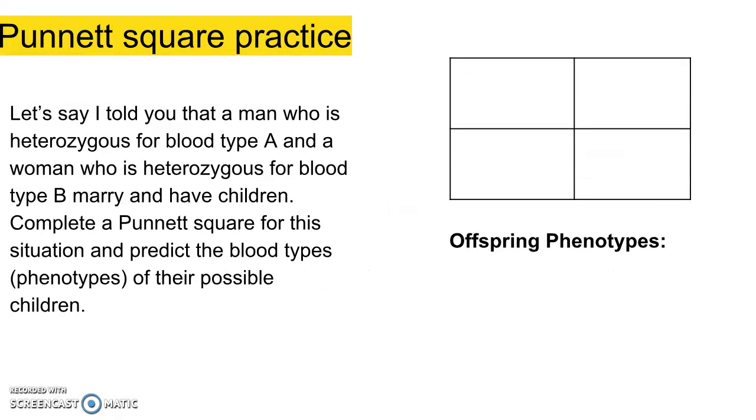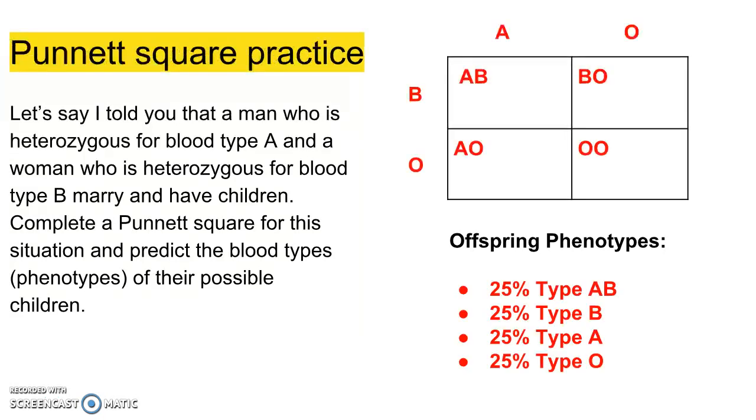Okay, so let's set up a Punnett square problem. Let's say we have a man who's heterozygous for blood type A. We know he has to have the genotype AO. And we also have a woman who's heterozygous for blood type B. So she has the genotype BO. So they marry and have children. We are going to make a Punnett square for this situation and then predict the blood types of their offspring.